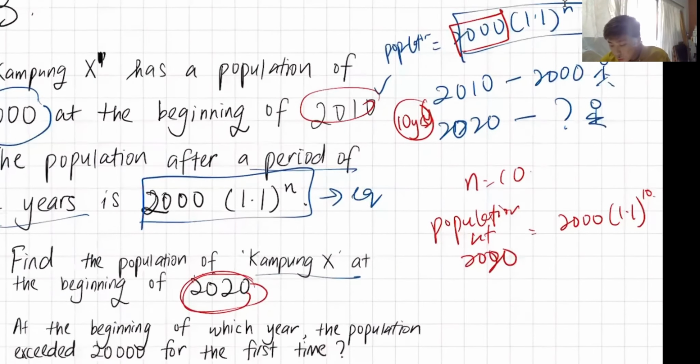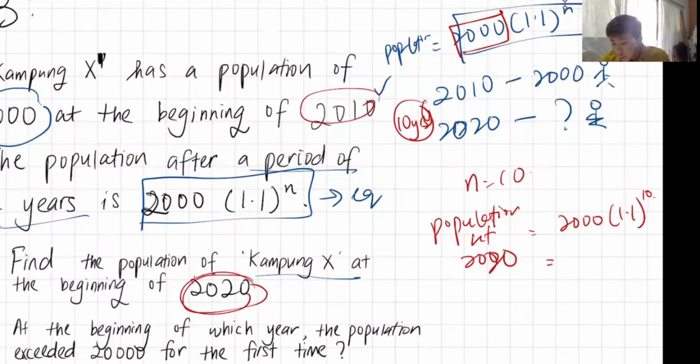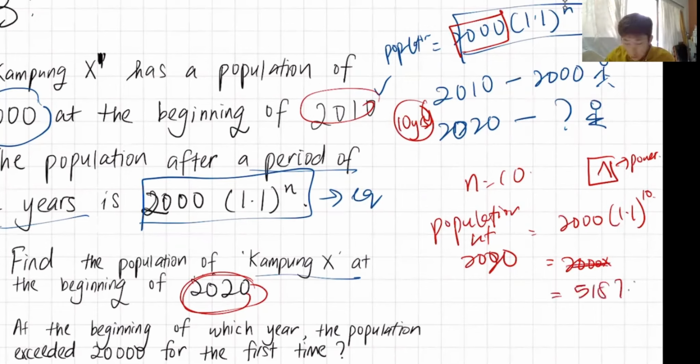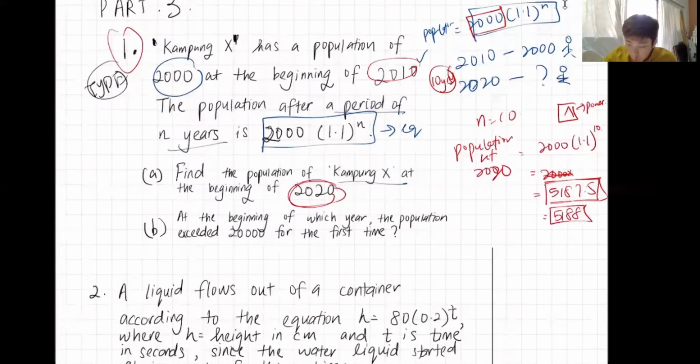Okay, so this is very easy to calculate. You just use your calculator. Just type in 2,000 times 1.1 to the power of 10. You type 1.1, then this symbol, you notice this is the power sign in your calculator. Type 1.1 to the power of, then press 10, equals, then times 2,000, equals. The answer is going to be 5187.5. The population will be this. So you can round it up to 5188 lah. Okay, that is A. Now we solve for B.